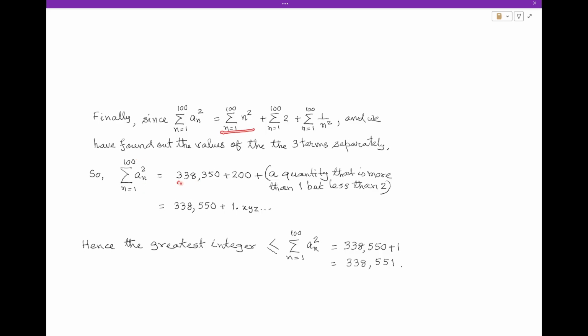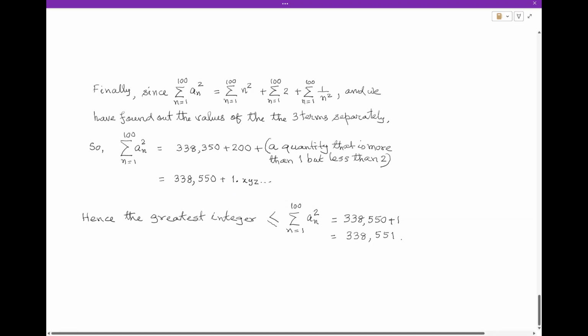being 338,350, the second term being 200, and the third term is a quantity that is more than 1 but less than 2. If you add these two terms, it becomes 338,550, and the last term, that is this term, becomes a fraction or a decimal which is 1.xyz dot dot dot dot.